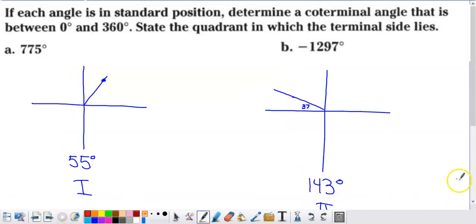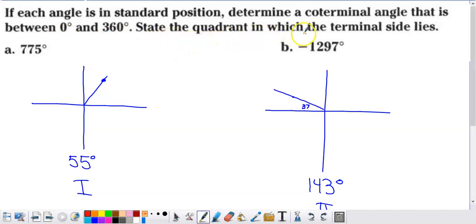So the last type of example we want to try to squeeze into this video is this type. If each angle is in standard position, determine a coterminal angle that is between 0 and 360. So if you have an angle that's kind of ugly, an angle that's big, an angle that's really negative, we've got a big positive angle here, we've got a negative angle that's pretty far from 0 here. You will always be able to specify an angle that's between 0 and 360 degrees.